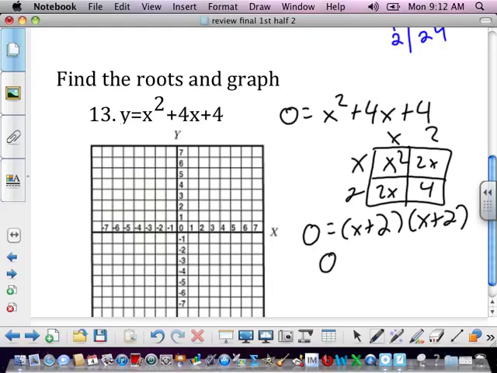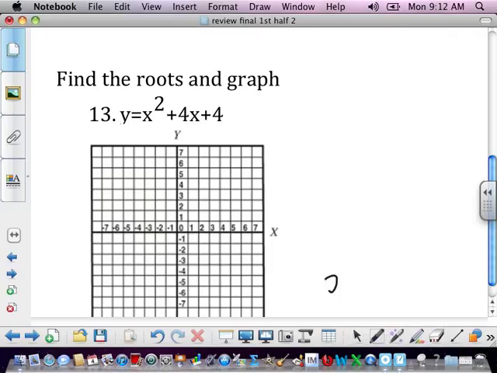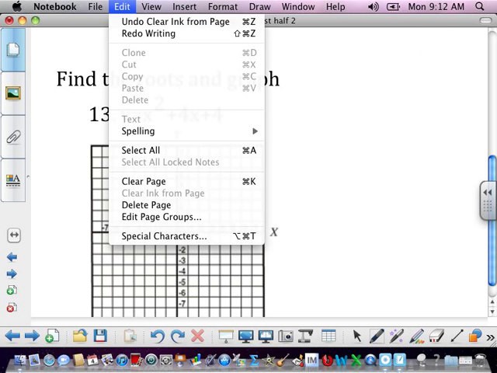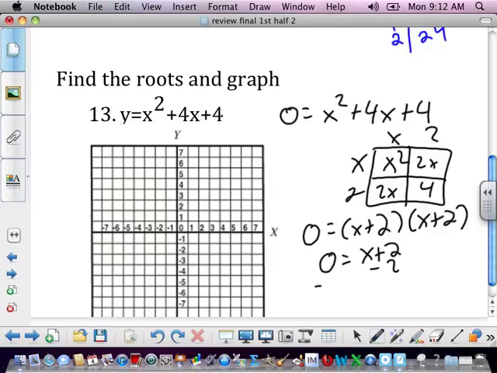So I know 0 equals x plus 2, so I'm going to subtract a 2 from each side. Okay. So I'm going to subtract 2 from each side, so I get -2 equals x. We did this for a good solid while, but I just went too fast. So I know that when x is -2, y is 0.